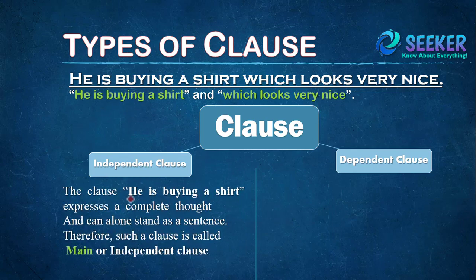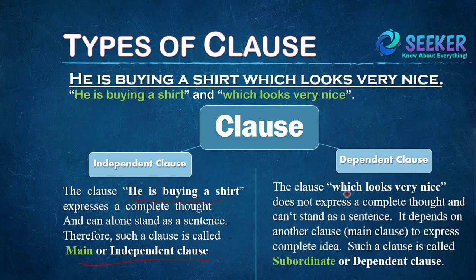Independent clause. He is buying a shirt expresses a complete thought and can alone stand as a sentence. Therefore, such a clause is called a main or independent clause. On the other hand, the clause which looks very nice does not express a complete thought and cannot stand as a sentence. So it depends on another, that is the main clause, to express a complete idea. Such a clause is called a subordinate or dependent clause.